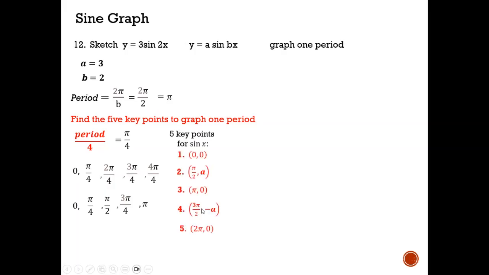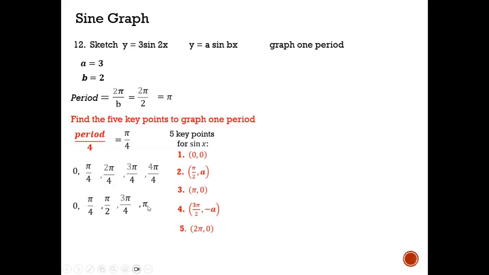5 key points. So if you recall, our 5 key points for our original sine x are right here: 0, 0. For the second key point, we go up to a. Then our third key point, we go to 0. Our fourth key point, we go down to negative a. And our last key point, we're at 0. So these are the y values for the original sine x.